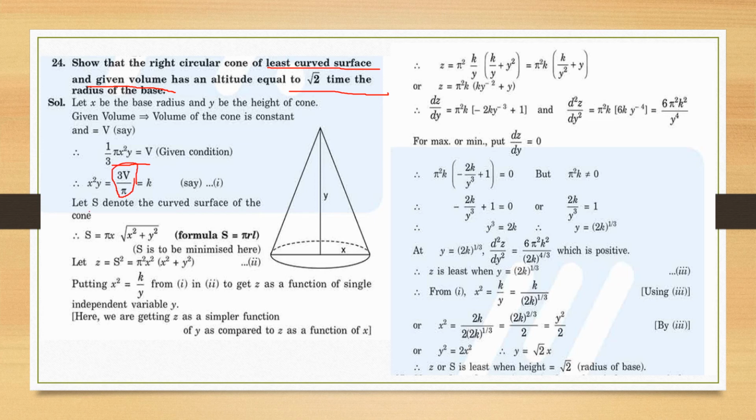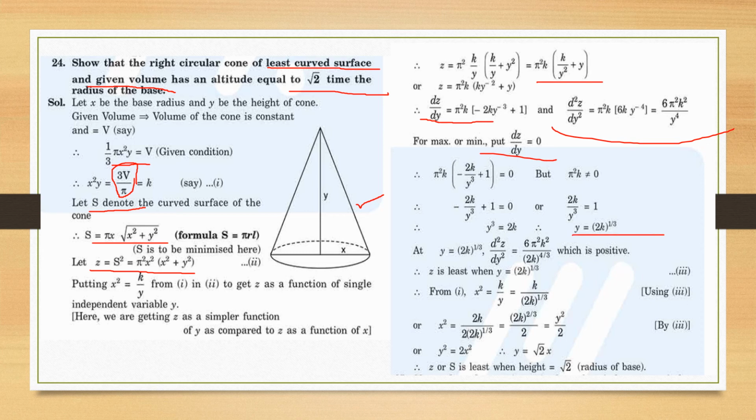And s is the CSA, which is pi r l, where l is the slant height. Using the Pythagoras theorem you can get it. Now again it involves the under root term, so it is suggested to take the square and put this s square as z. Put back the value of x square from here, and the whole function changes into the variable y. So again dz by dy, and the second derivative. To find the critical point put dz by dy equal to 0, y is (2k) raised to the power 1 by 3.